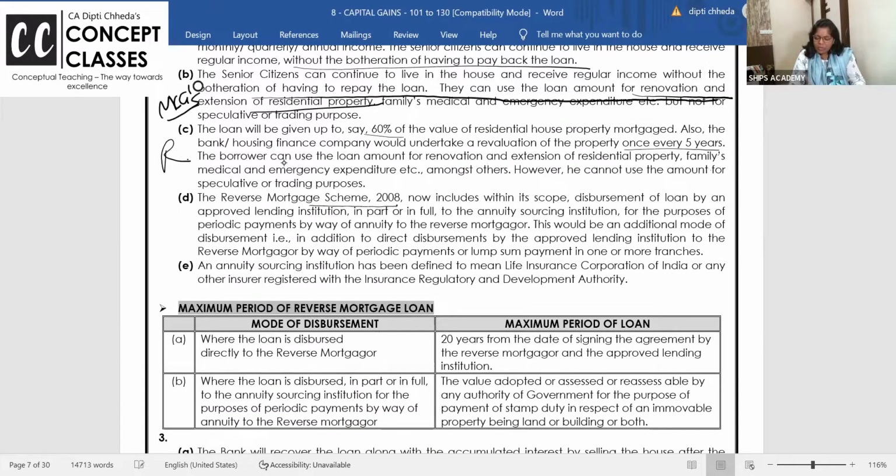Reverse mortgage scheme 2008 includes disbursement of loan by approved lending institutions in part or in full for the purpose of periodic payment. This would be additional mode of disbursement, addition to direct disbursement by approved lending institute. You know, sometimes bank can hire a third person that quarterly inko aap pay karte raho. Annuity sourcing institute has been defined to mean LIC or any other. You know, annuity matlab fixed amount they will give.